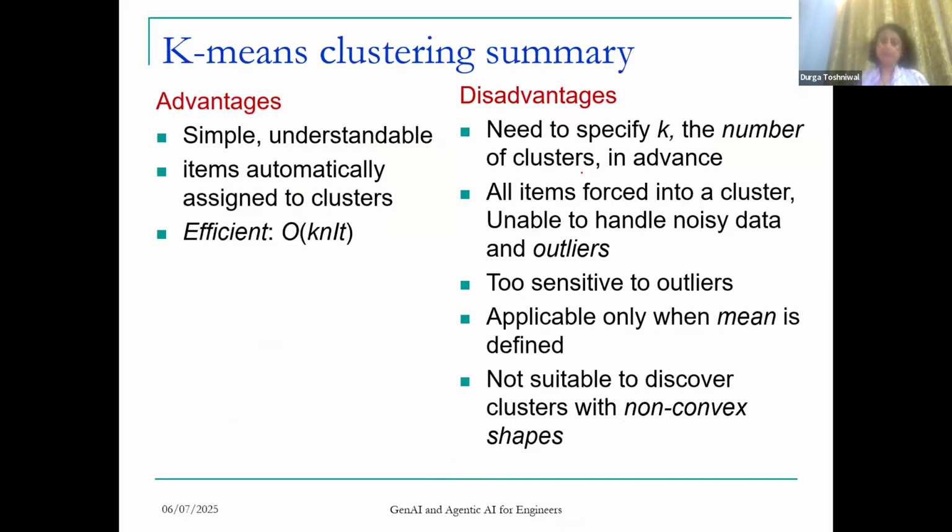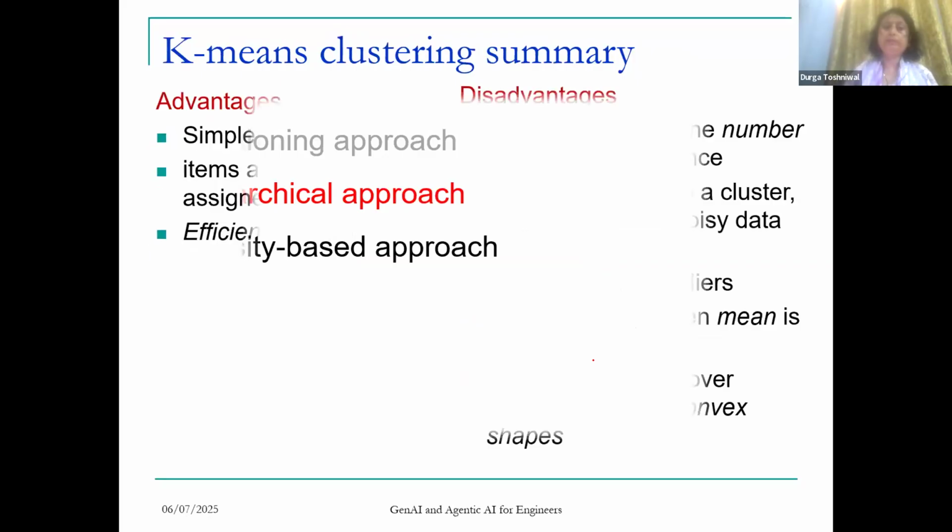So this is just a summary. The advantages are that it's quite interpretable and it's efficient also. However, the disadvantages are that we need to specify the value of k in advance. Then it is not able to handle noisy data or outliers; it is sensitive to outliers. Then we can use it on numerical data where the notion of means holds, and it is not able to find clusters of arbitrary shapes. So these are some of the disadvantages.